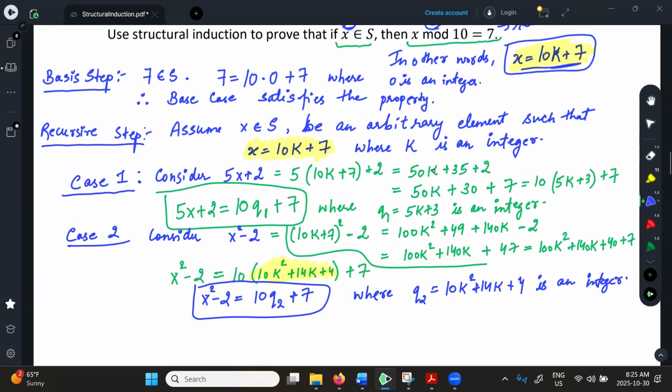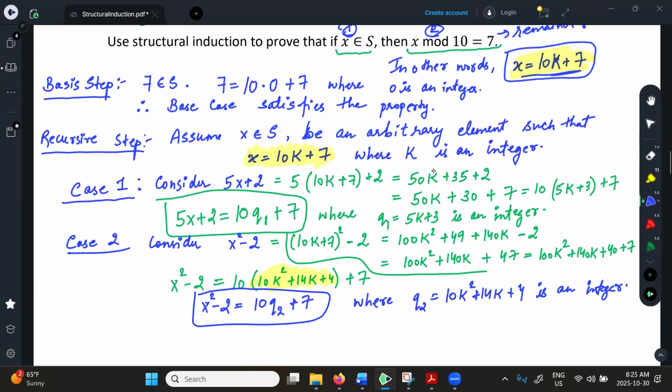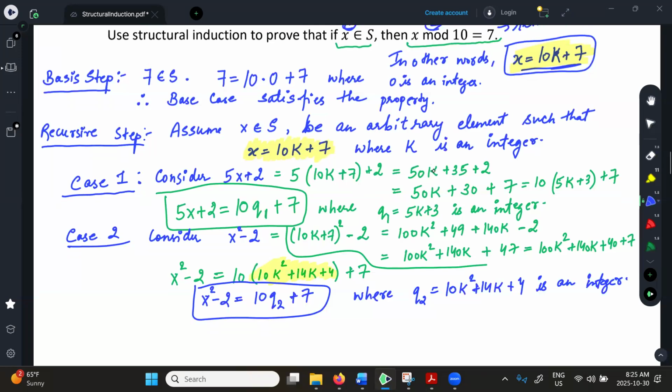So this is the core part, right? Base step, I proved that the parent element, the starting element, can be written as 10 times something plus 7. Then I started with recursive step. I assume an arbitrary element. I prove both cases. Am I done now? I'm missing something? Closing statement.